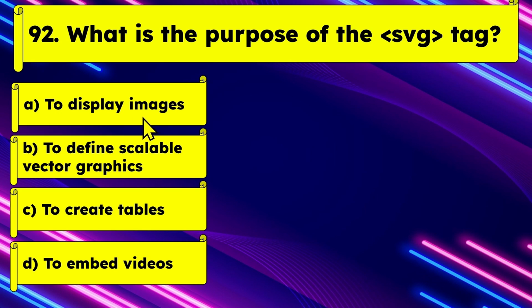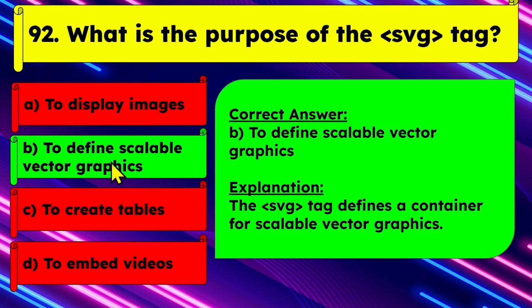Option A, to display images. Option B, to define scalable vector graphics. Option C is to create tables, or option D, to embed videos. So here the correct answer will be option B, to define scalable vector graphics. As you can see, the SVG tag defines a container for scalable vector graphics.